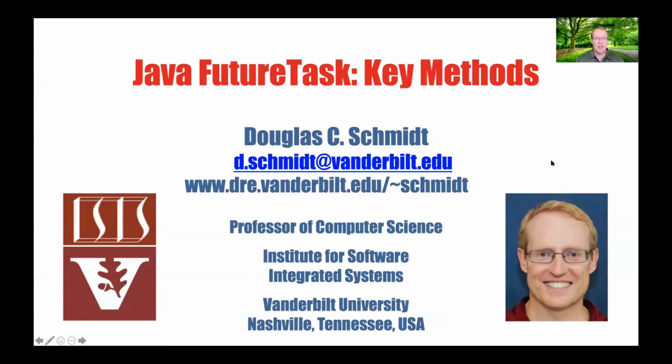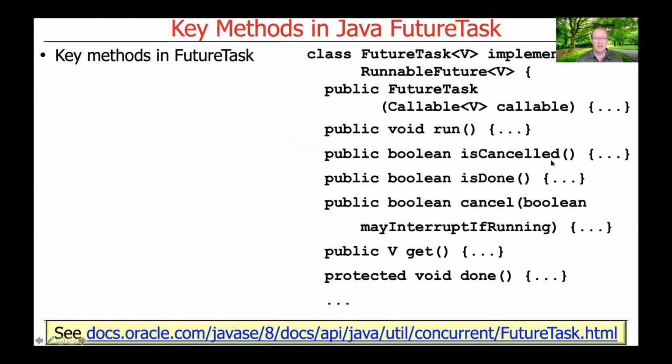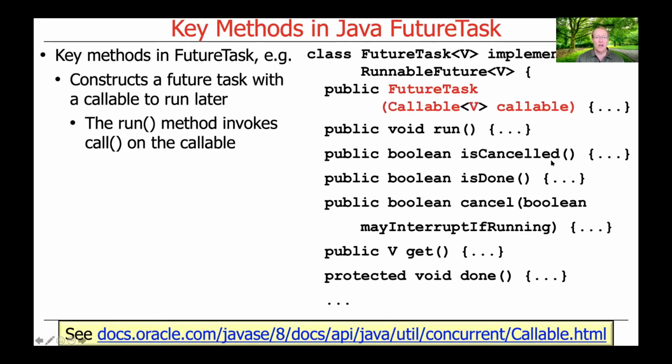We're now going to talk about some of the key methods in Java FutureTask. And there's a bunch of them. Most of them are methods that come from the underlying interfaces that it implements, such as Runnable and such as Future. So no surprise there. It also contains, in addition to the methods it implements from Future and from Runnable, a constructor. And as you can see, the constructor is passed a callable.